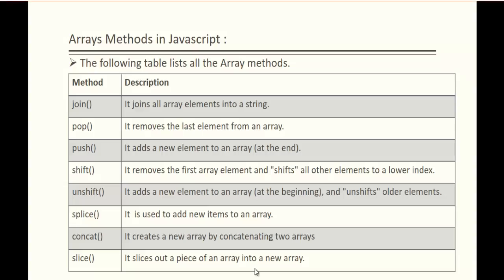Next is the unshift method. This unshift method adds a new element to an array at the beginning. Push also does the same thing, it adds a new element to an array, but it adds the element at the end. But unshift adds a new element at the beginning. So let me show you. It's very simple.